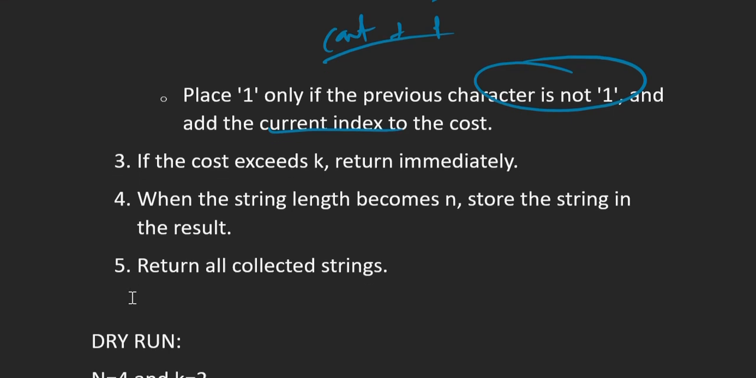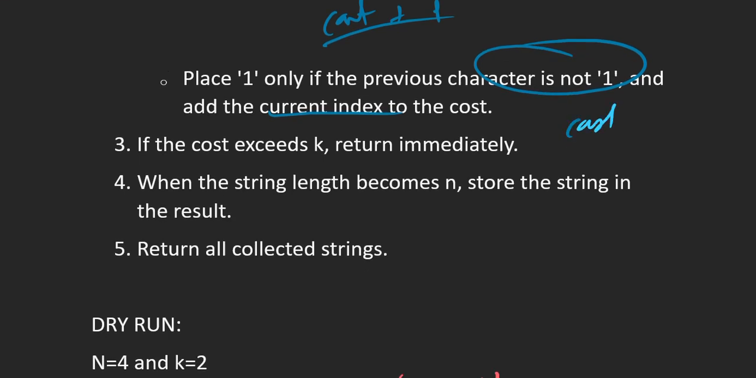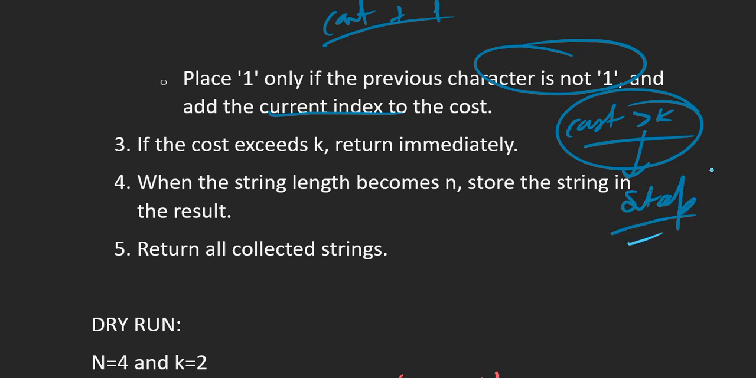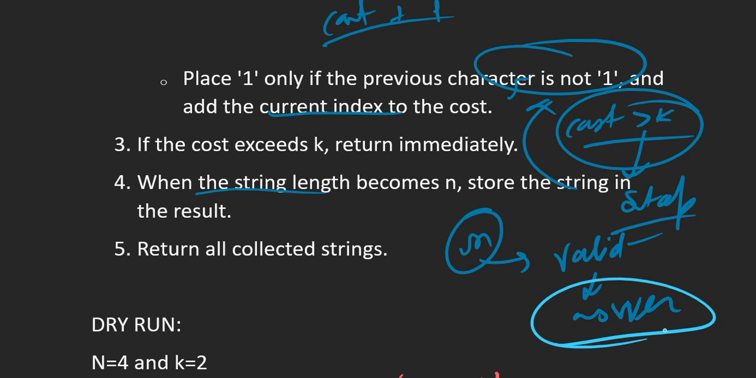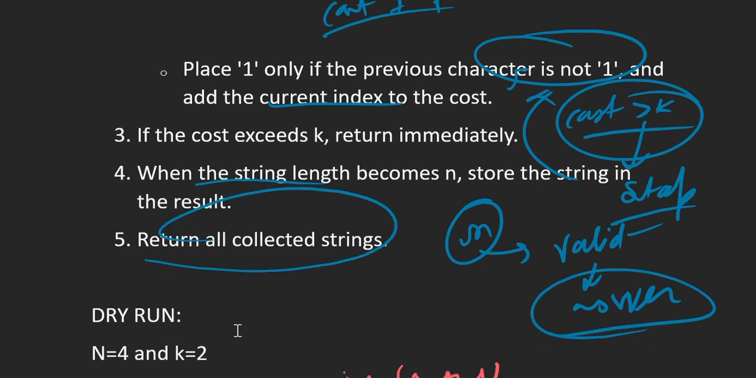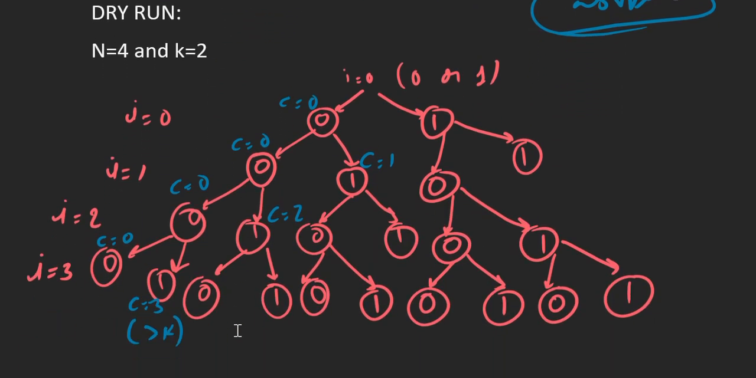And every time we check, if our cost becomes greater than k, then we stop constructing the string at that point and backtrack. When the string length becomes n, we get a valid string, so we store that string in the answer array. And at the end, we return all the collected strings. So we will try to understand with the help of an example where we have taken n equal to 4 and k equal to 2.